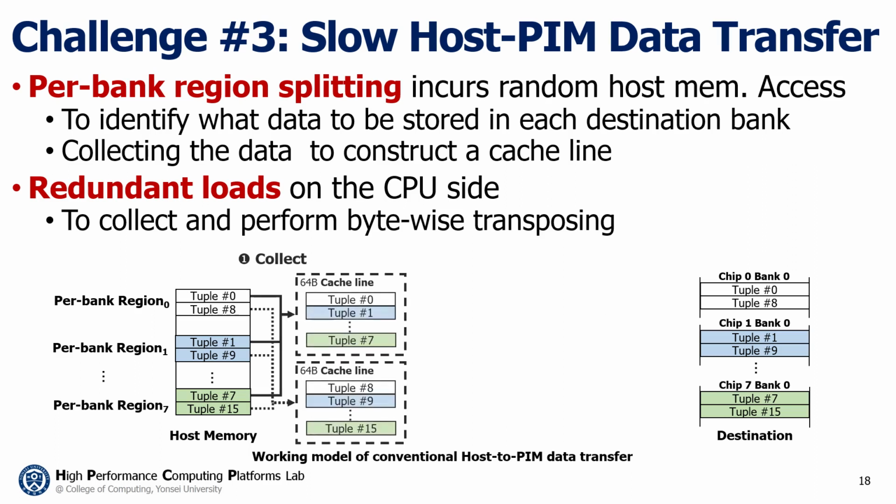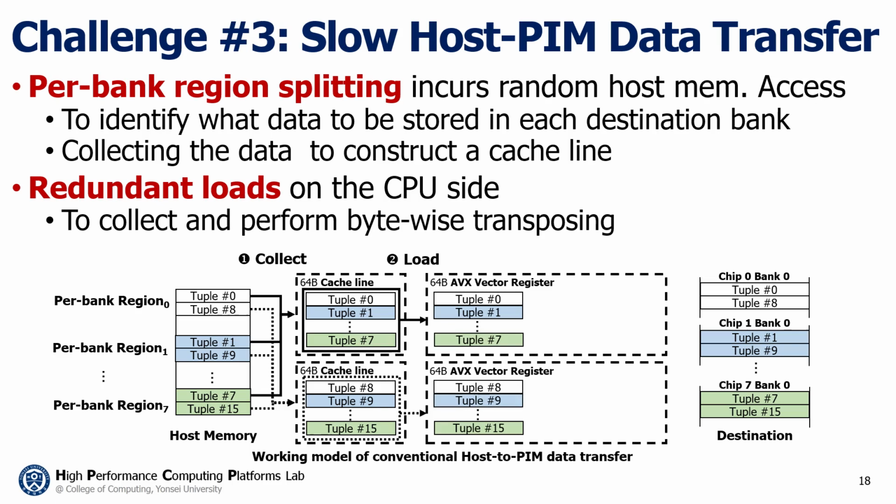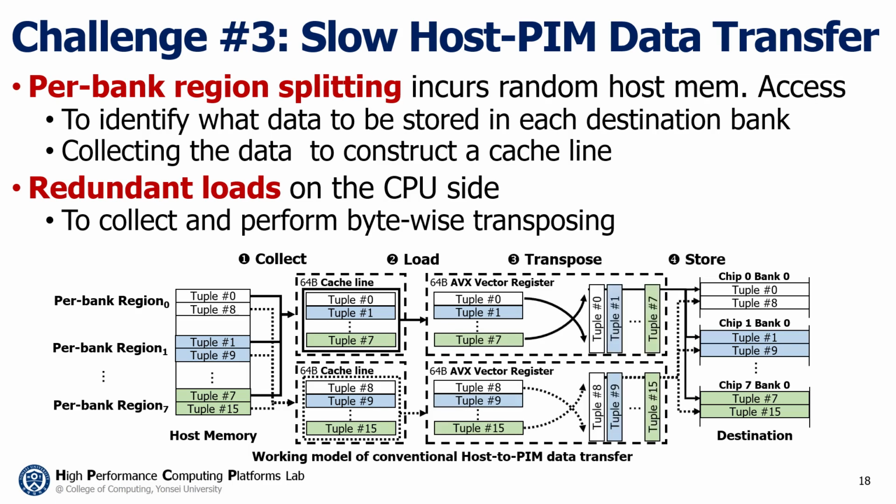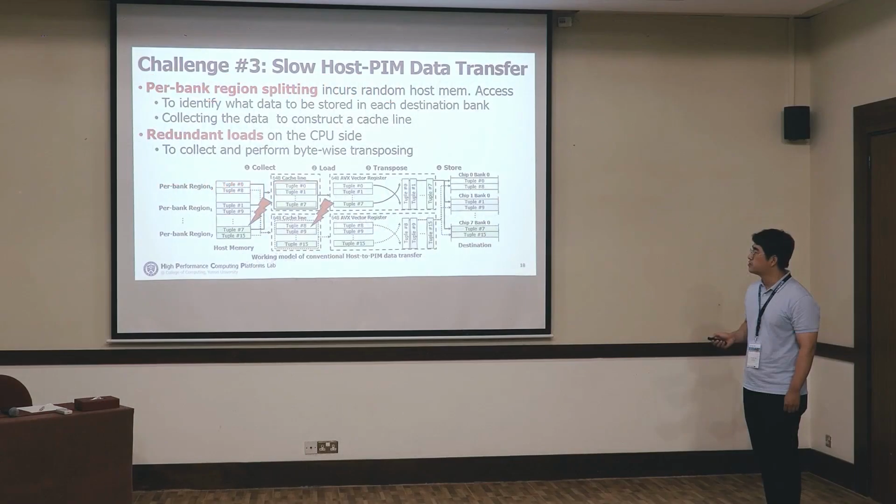The working model of conventional host data transfer starts with collecting the tuples from each memory bank's regions, constructing a cache line, loading it to the vector register, and performing transposing and storing the tuples. However, this working model requires high bandwidth degradation because, firstly, when we collect the data from different regions, there is a random access behavior on the host memory. And second, there is a redundant load on the CPU side to construct a cache line and load it to the vector registers.